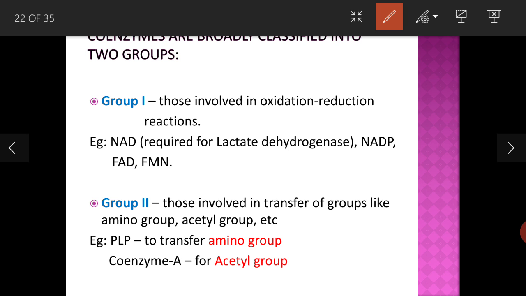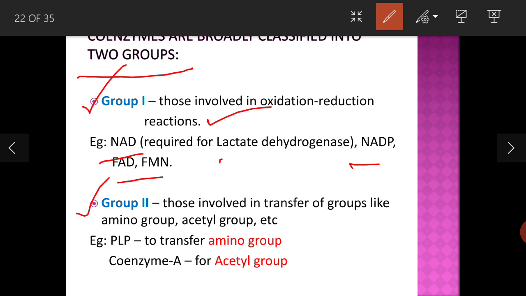The coenzymes are broadly classified into two main groups based on the type of reaction they are involved in. So we have two groups. The first group, group 1, are those coenzymes involved in oxidation reduction reactions, where they transfer hydrogen ions or electrons. Examples are NAD, FAD, FMN, NADP.